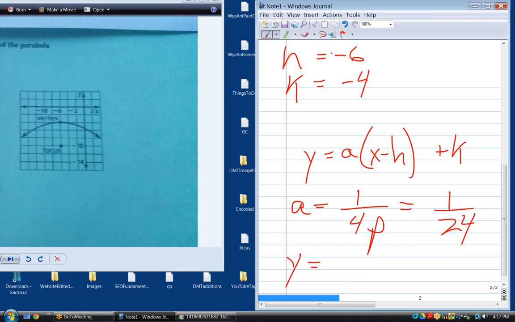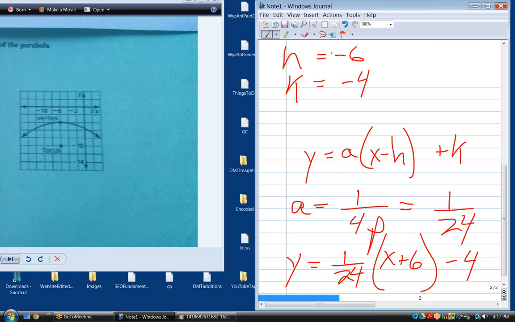Y equals 1 over 24, that's A, times what? Times x minus... x plus 6. Or -4? There you go.